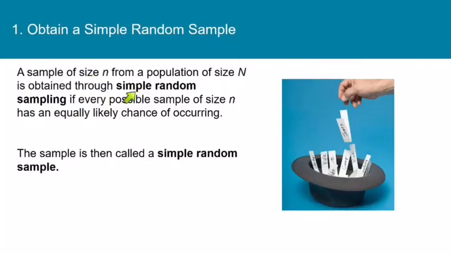And so a simple random sample means that every possible sample of size little n has an equally likely chance of occurring. One easy way to get a simple random sample is to draw names out of a hat. Another way to get a simple random sample is like you see on the lottery on TV when they have the ping pong balls sucked up through the machine. That's also a simple random sample. But the idea is that every possible sample of size n has an equally likely chance of occurring.